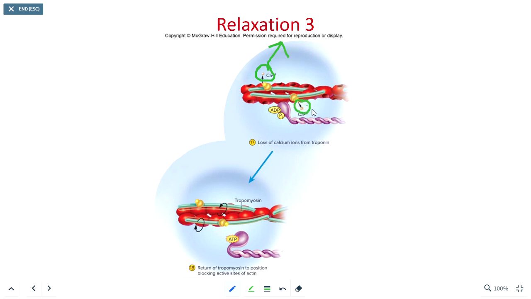Loss of calcium ions from troponin causes troponin to change back to its normal shape, and tropomyosin will slip back into position the moment the myosin head detaches from the actin subunits. And once that tropomyosin slips back into position, we now are going to prevent the formation of the cross-bridge cycle so that actin and myosin can no longer interact with each other. And now our muscle stops contracting and we'll revert back to relaxation.